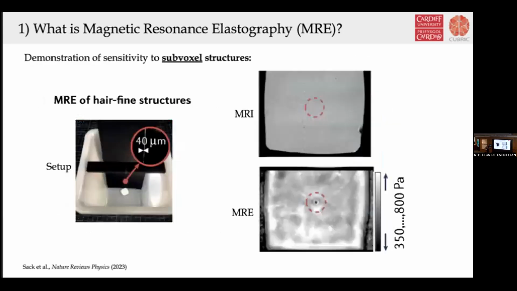And just on this slide here, I just want to show how MRE is sensitive to subvoxel structures. Wave scattering from the application of shear waves during an MRE scan is incredibly sensitive to microscopic obstacles. On the mesoscale, which bridges the molecular and the macroscopic scales, wave refractions can occur at interfaces as small as a single hair, which causes interference that translates into visible contrast in the MRE images.